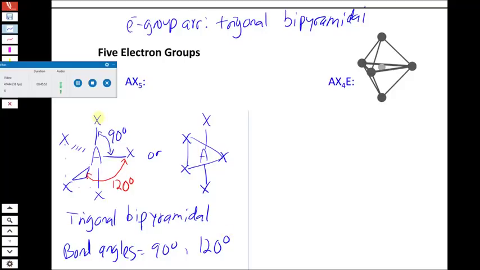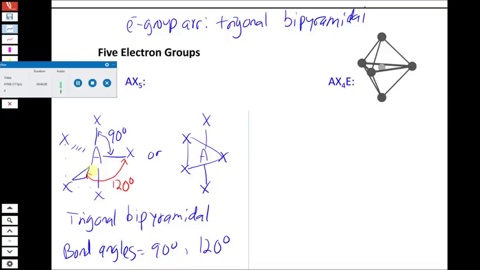I guess technically speaking, we also have 180 degrees, although we usually only talk about bond angles that are between atoms that are adjacent to each other, so we wouldn't skip over. But these two are 180 degrees apart, if you want to think about that also. But we have two different bond angles, 90 and 120.